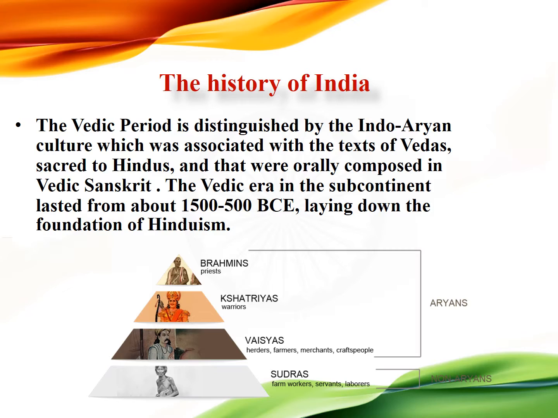When talking about the history of India, it's very important to mention that there are seven crucial eras or periods. The first one is the Vedic period, which is distinguished by the Indo-Aryan culture, associated with the text of the Vedas, sacred to Hindus, which were orally composed in Vedic Sanskrit. The Vedic era in the subcontinent lasted from about 1500 to 500 BCE, laying down the foundation of Hinduism.